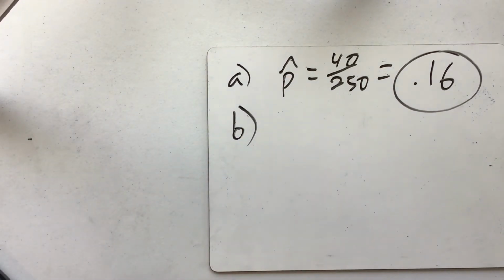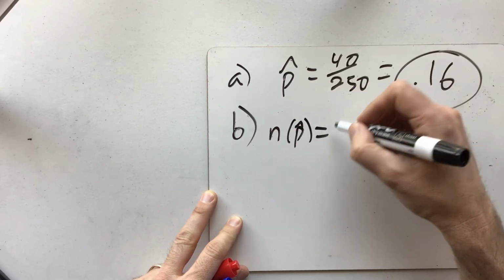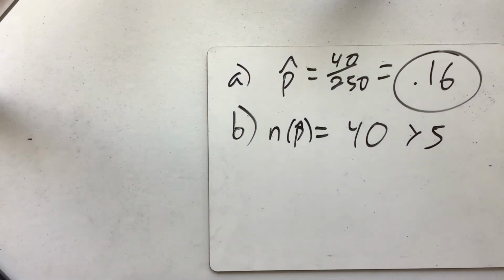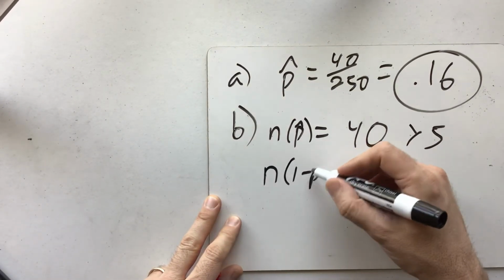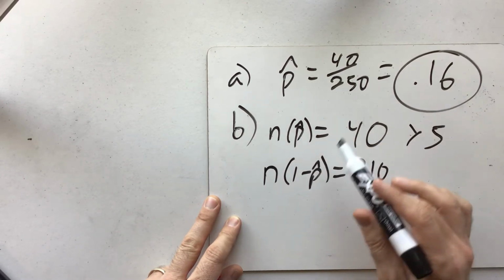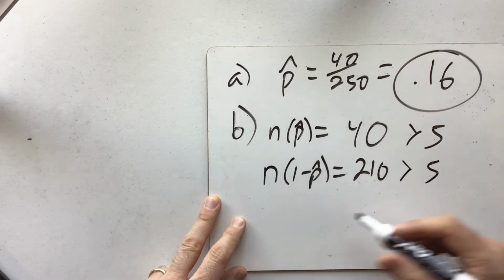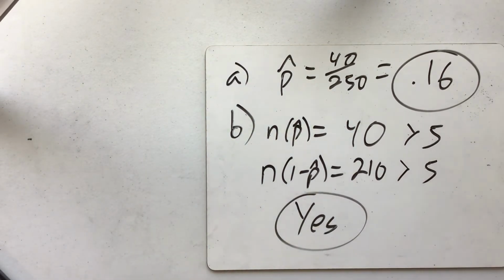It's a pretty common number. Are we justified using a normal approximation? Well, let's say, what is n times p hat? Well, n times p hat is that 40 number, and that's a lot bigger than 5. So we definitely had at least 5 people approve. Furthermore, n times 1 minus p hat is going to be 210, so you could do 250 times 0.84. And notice that's also bigger than 5. So the answer is yes, because each of these numbers were quite big.